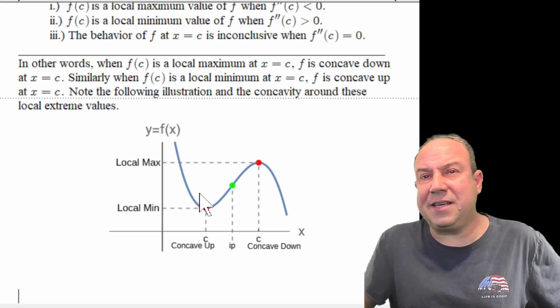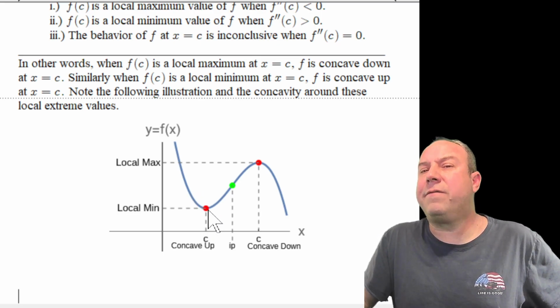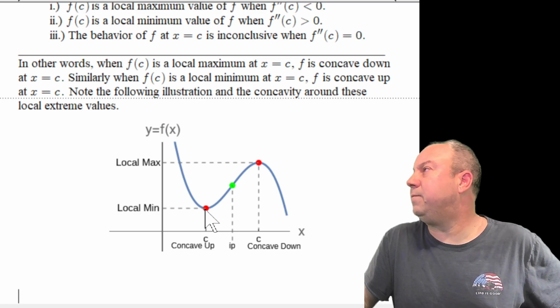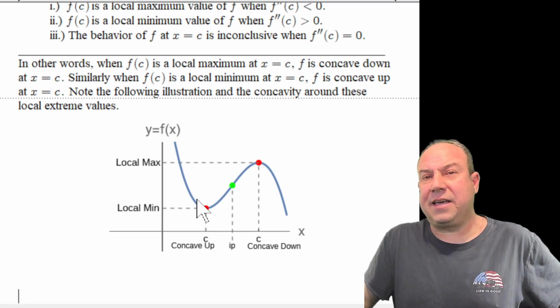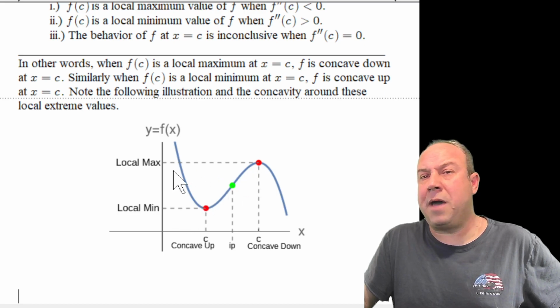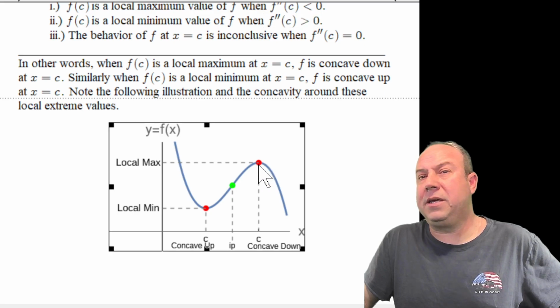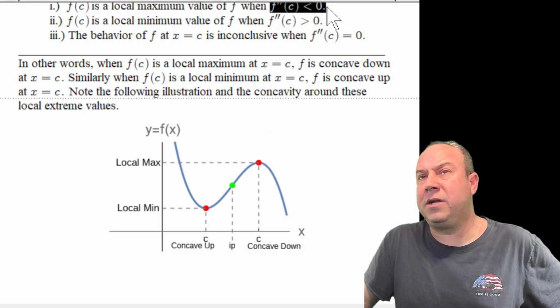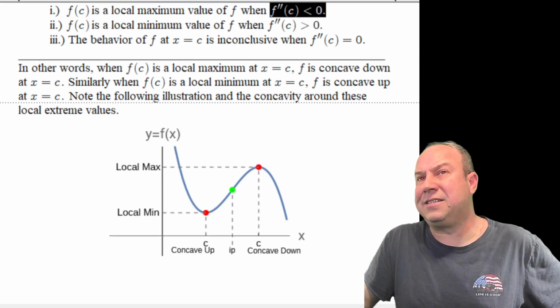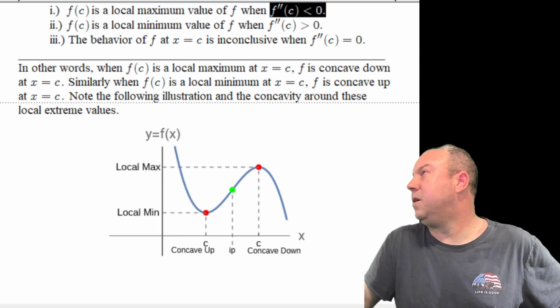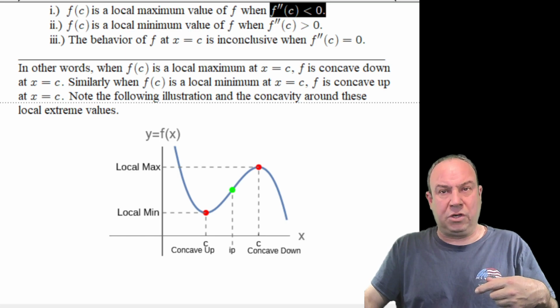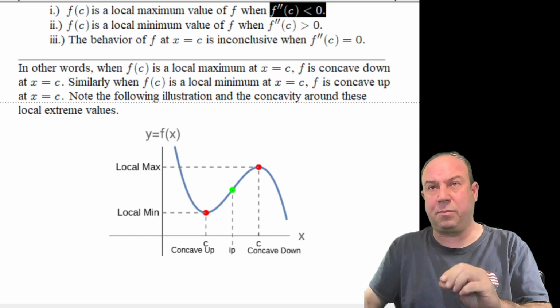It's testing the concavity of our function at this location. If it's concave up, it's a local min. If it's concave down, it's a local max. How do we know when it's concave up? Well, its second derivative will be greater than 0. How do we know when it'll be concave down? Well, that will be when its second derivative is less than 0. As the test tells us what we should expect.